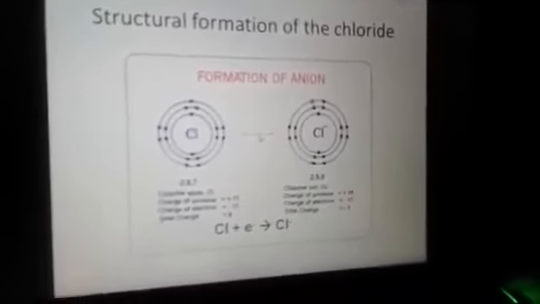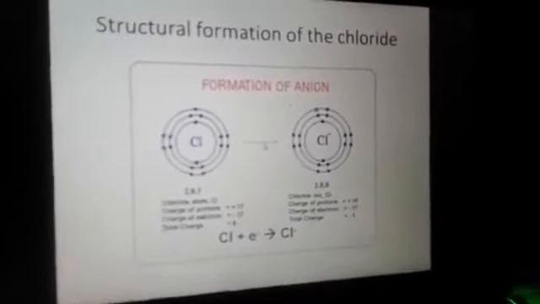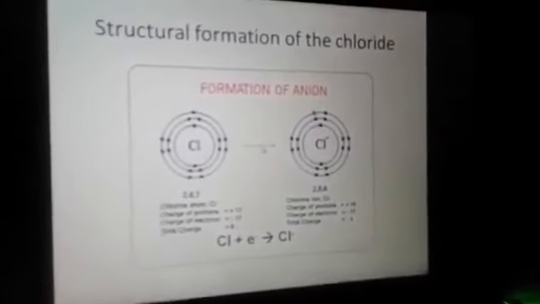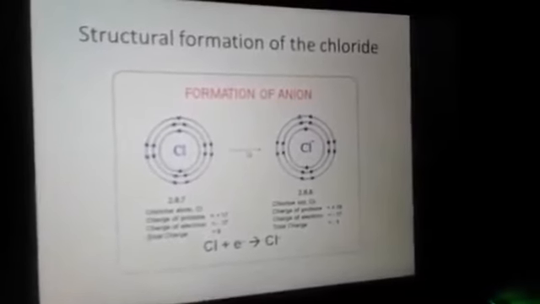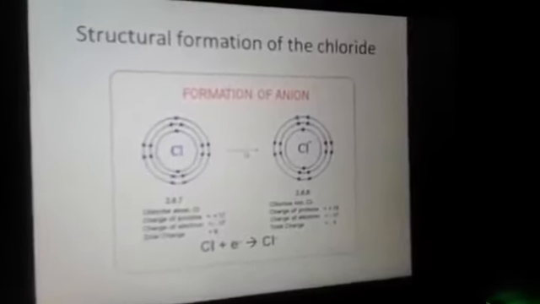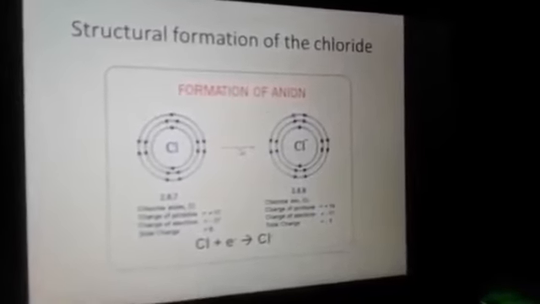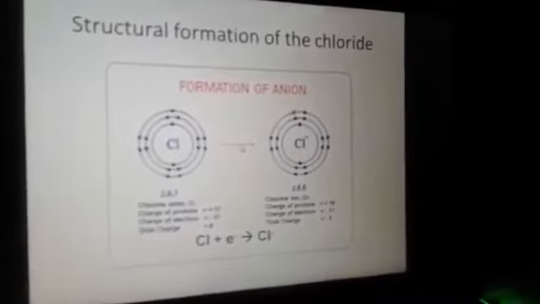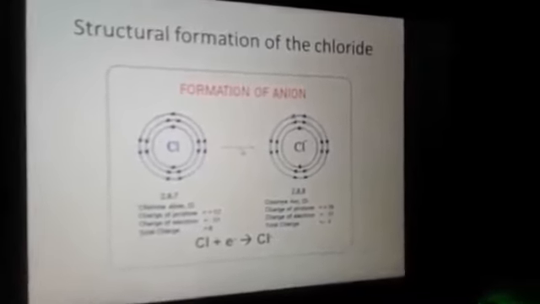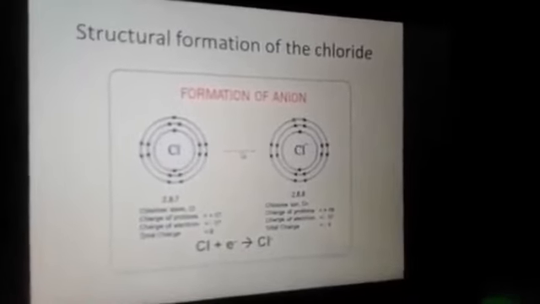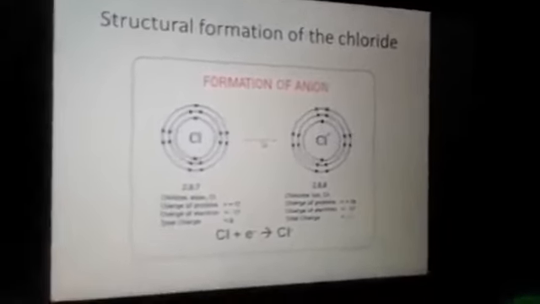ion. In the structural representation of this, you can see that it is 2,8,7, that's the chlorine atom, and it will have a zero charge because the protons are really balancing with the electrons, but then it gets a negative charge when it gets an extra electron, because the balancing now will not be balanced.